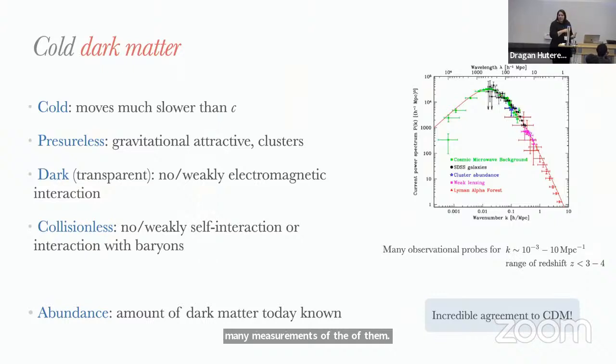And this CDM, this very simple paradigm, explains the power spectrum quite well on many different scales, like k equals 10 to the minus 3 to 10 megaparsec inverse. So this is large scales, this is small scales. So this explains the power spectrum in a huge amount of scales. And those scales are connected to the evolution of the universe. So it explains the universe quite well for almost its entire evolution.